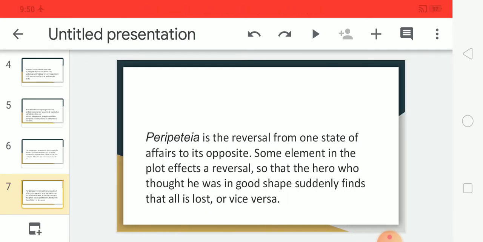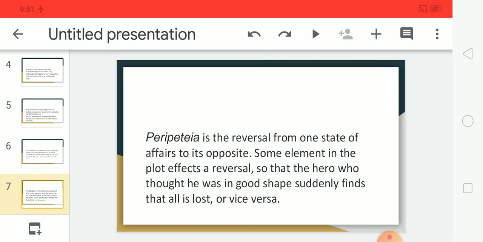Next, he talks about peripety. Peripety is the reversal from one state of affairs to its opposite. Some element in the plot effects a reversal, so that the hero who thought he was in good shape suddenly finds that all is lost, or vice versa. Meaning a hero who feels that he has nothing suddenly goes towards receiving and achieving everything. So it is the reversal of fortune, how fortune changes all of a sudden due to the events that happen in the course of a tragedy.